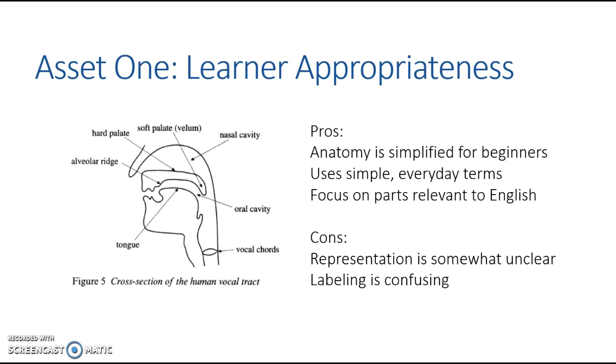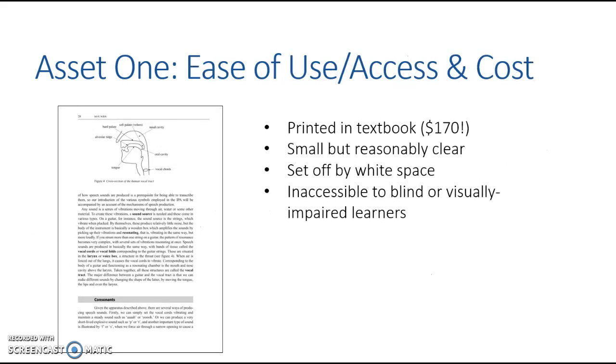On the downside, the representation is somewhat unclear. The diagram isn't immediately recognizable as a representation of the human vocal tract. In particular, the depiction of the nose and the tongue are really unclear. The labeling is also confusing, as I've mentioned, with arrows crisscrossing each other and labels far away from the points they actually identify.